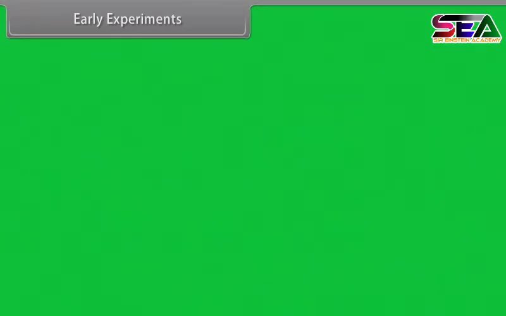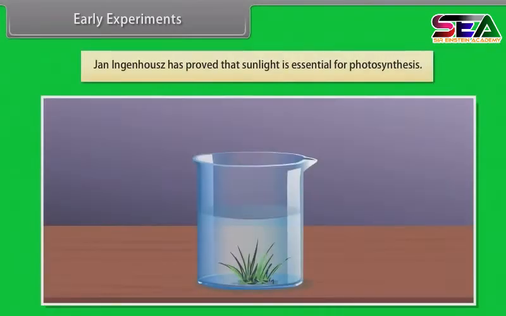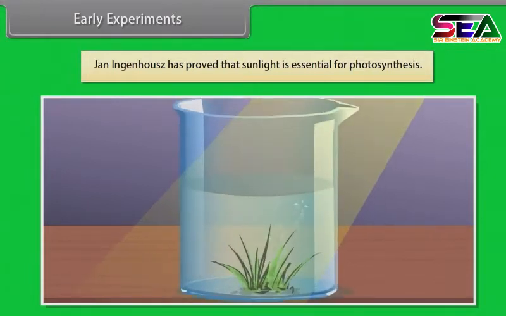Early experiments. Jan Ingenhousz proved that sunlight is essential for photosynthesis. He experimented on aquatic plants and found that in the presence of sunlight there are small bubbles around the green parts of the plant, and in the absence of sunlight no bubbles were formed. These bubbles were found to be of oxygen.